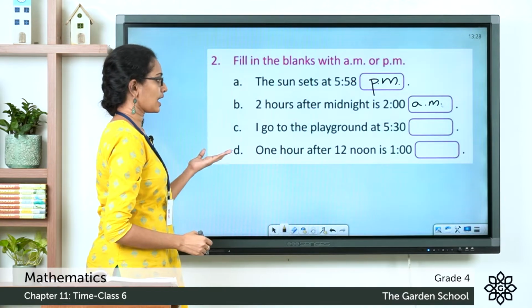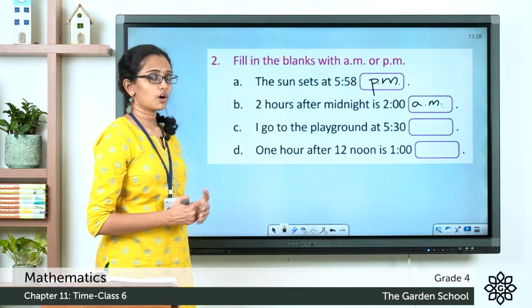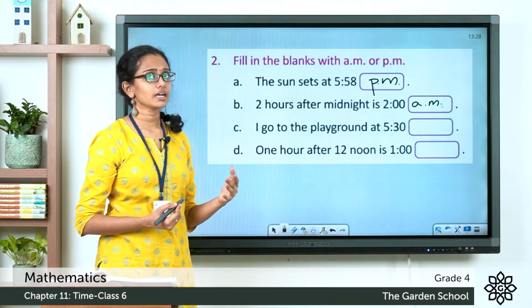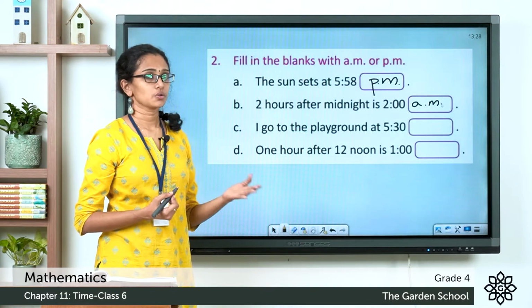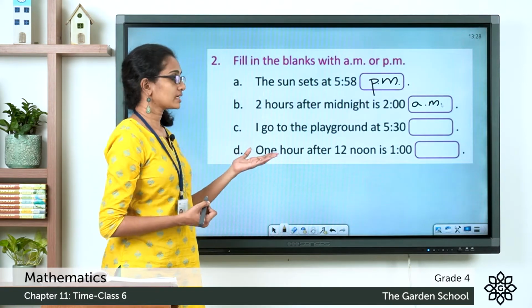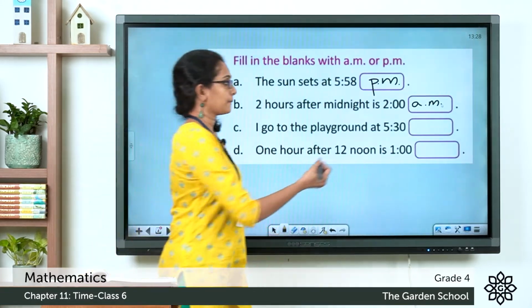Now, the third one, I go to the playground at 5:30. Is it AM or PM? You may not be going to the playground as early as 5:30 in the morning. So most probably here it is mentioning the evening, the 5:30 in the evening. So it should be 5:30 PM.